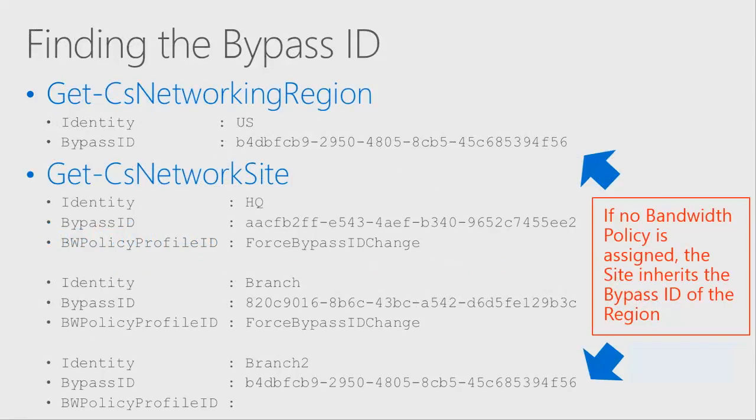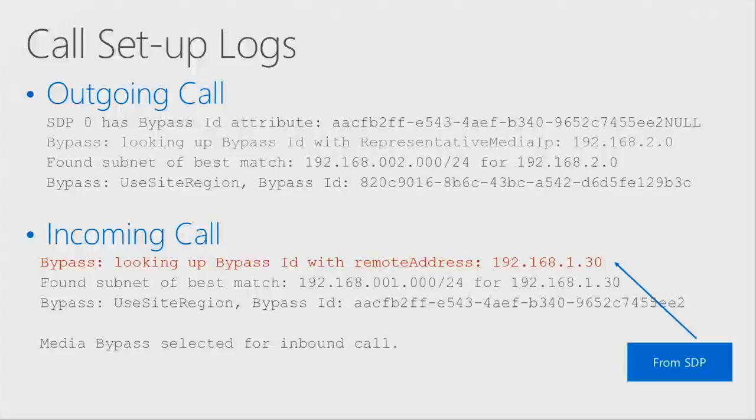And we're looking for a best match, so the line under it. The best match for it is this /24 network. And then the bypass ID that comes with that. And it also nicely says if media bypass was selected or not.